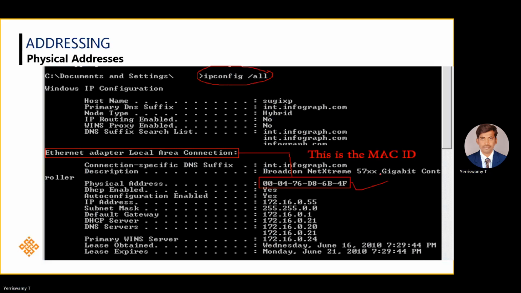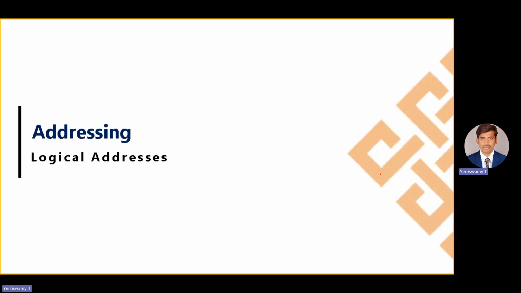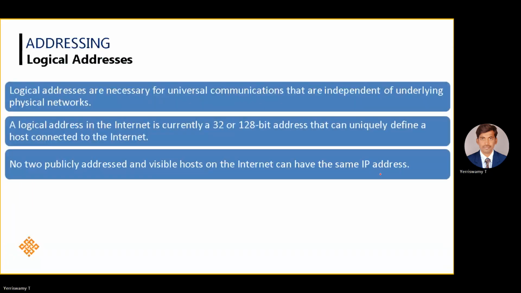Again, I'm telling you, this MAC address is checked in the data link layer. The next upper layer we have is the network layer, or we can call it the internet layer. There we are going to check the IP address, the internet protocol address. Some definitions are there. Logical address is necessary for global communication.